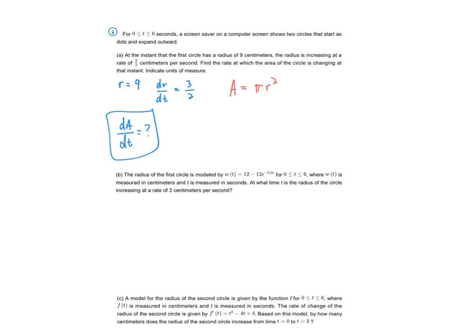Okay, so now we take the derivative of both sides of this area equation. So dA/dt equals 2 pi r dr/dt. And then now we can just substitute our values. r is 9, dr/dt is 3/2.